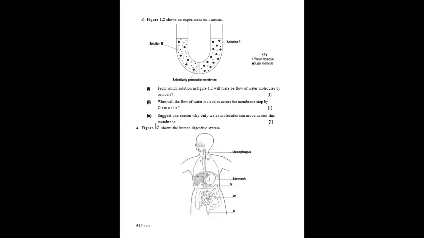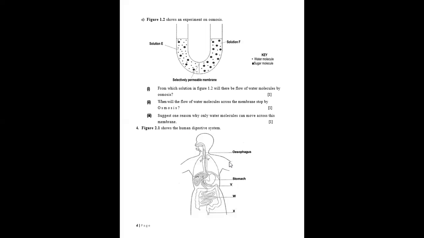Number 3. Suggest one reason why only water molecules can move across this membrane. It's because water molecules are small molecules which can pass through the selectively permeable membrane, but large molecules are not allowed. Question 4. Figure 2.1 shows the human digestive system.